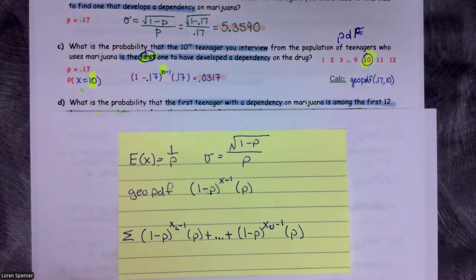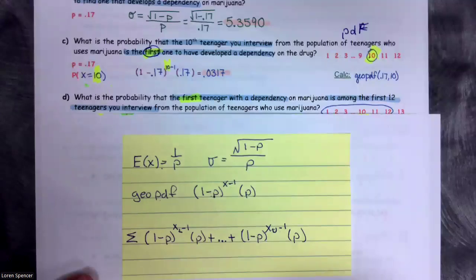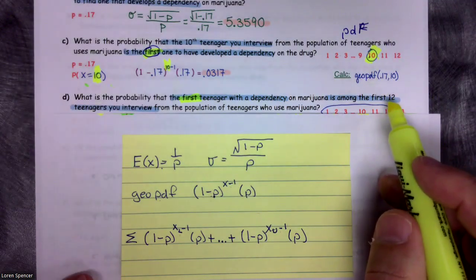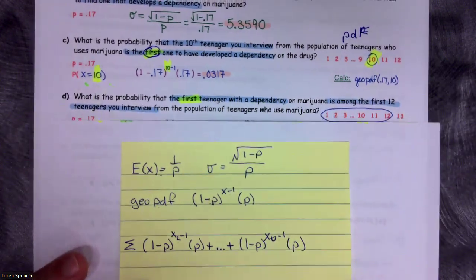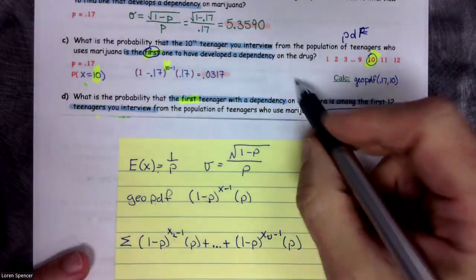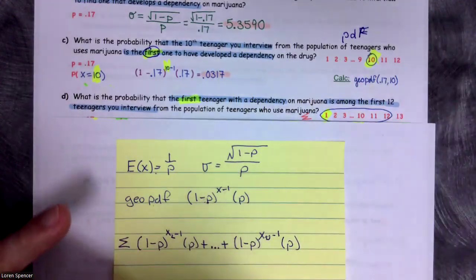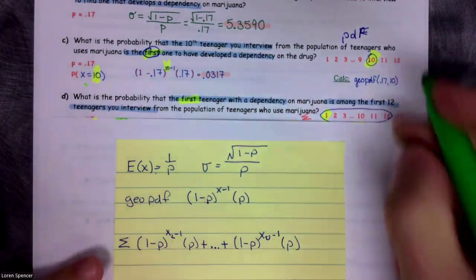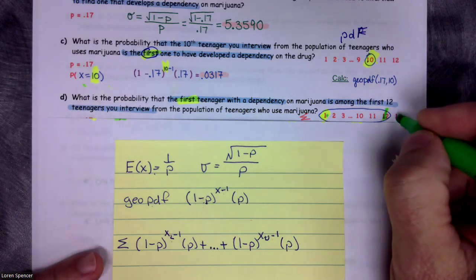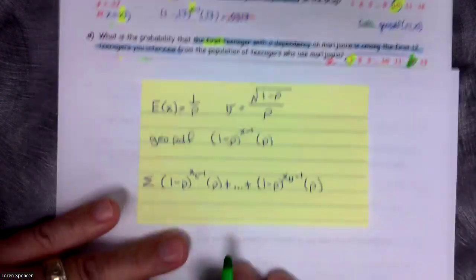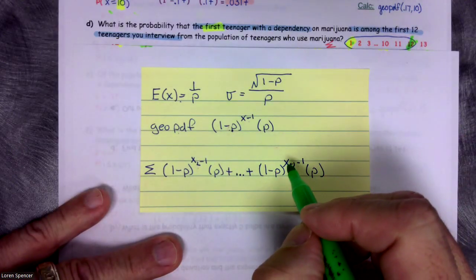Letter D. What's the probability the first teenager is among the first 12? Once I see that word first, it's like, oh, this is a geometric. Whoa, we have a group. I'm circling more than one. If I'm circling more than one, this lets me know it is a summation. With the summation, we're going to care about plugging in because we're going to do this by bookends. We'll have the lowest value plus dot, dot, dot plus, because it could be the first one, second, third, all the way to the 12th. So this X will be the 1, and this X will be the 12.